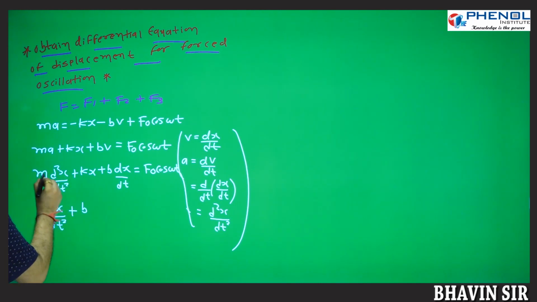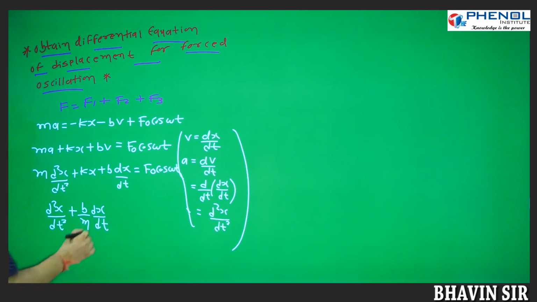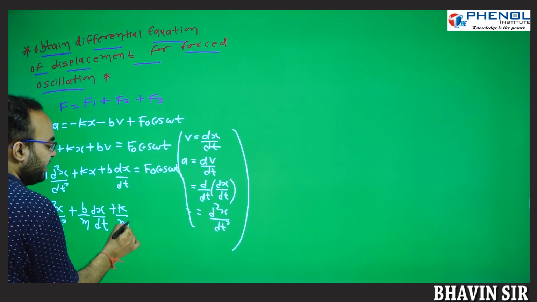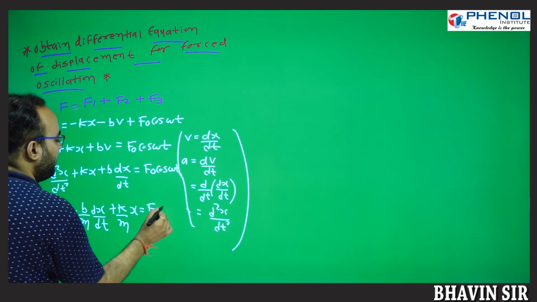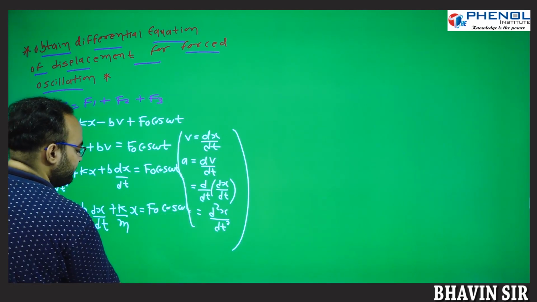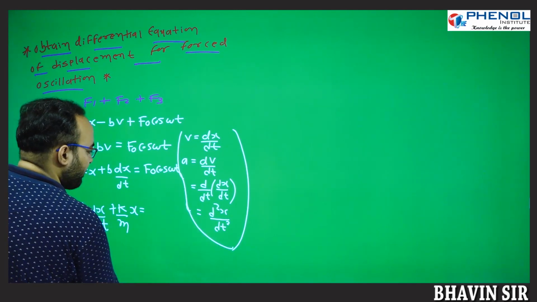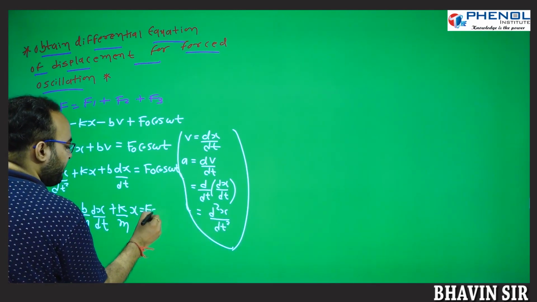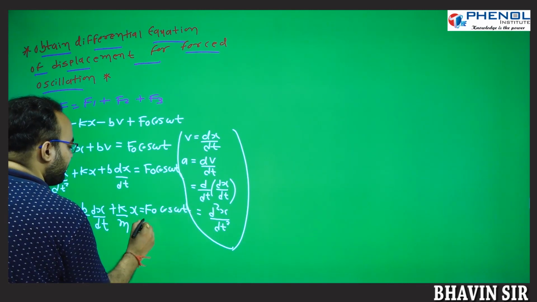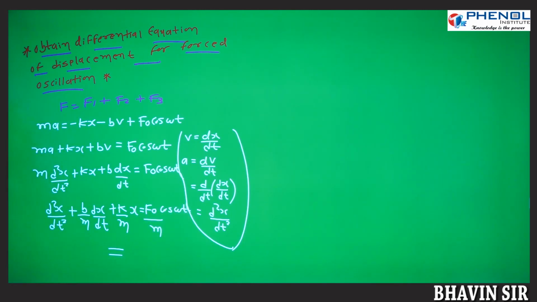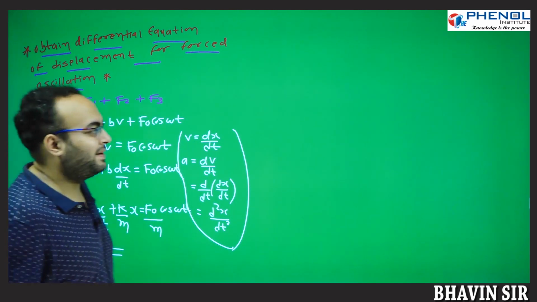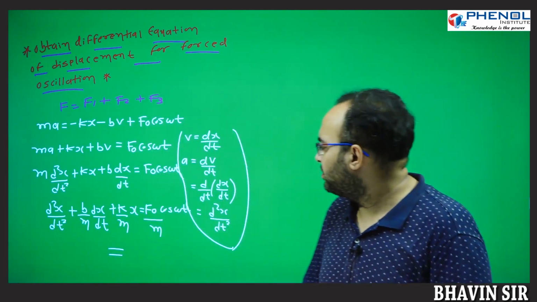Now divide by what? m. So b by m dx by dt plus k by m x equals F naught. Done. So this is the differential equation of displacement for damped oscillation.